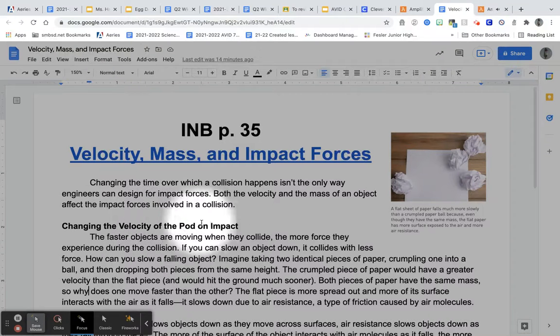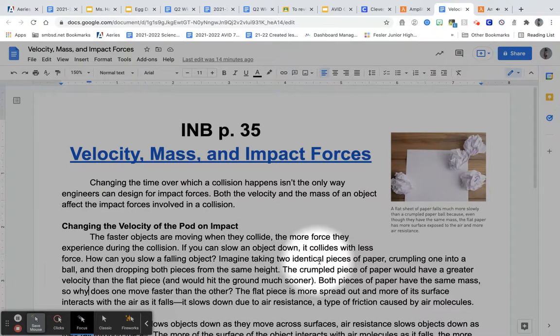Changing the velocity of the pod on impact. The faster objects are moving when they collide, the more force they experience during the collision. If you can slow an object down, it collides with less force. How can you slow a falling object?